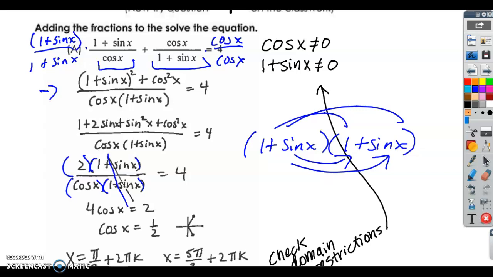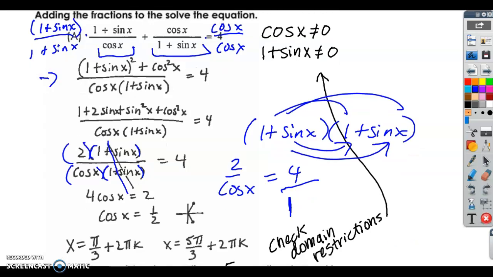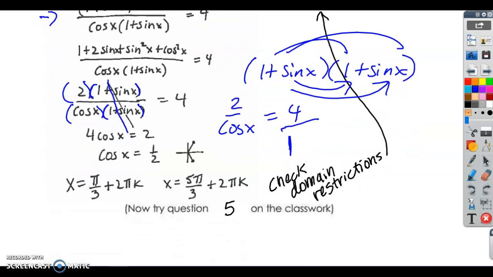And when you solve this equation, 2 over cosine of x equals 4. Okay, I'm just cross multiplying. Think of that as like over 1. There we go. You get 4 cosine of x equals 2, divide both sides by 4, and you end up with cosine is 1/2. Where is the cosine equal to 1/2? We've got it at pi over 3 and 5 pi over 3.